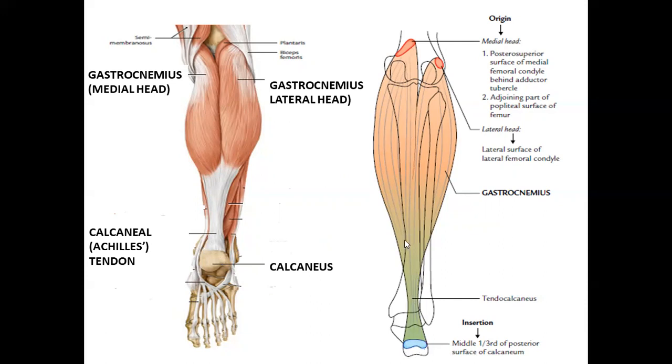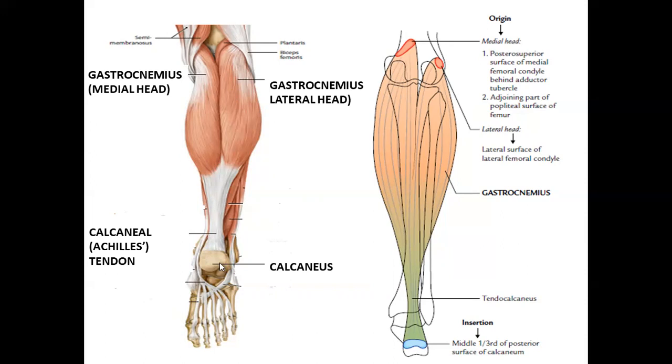So again, this is the most superficial and the largest superficial muscle present at the back. It has two heads. The medial head, which is broader, arises from the posterior superior surface of the medial femoral condyle, from behind the adductor tubercle. The smaller head, the lateral head, arises from the lateral femoral condyle. It forms a belly in the middle of the leg, then a tendon. This tendon is joined with the tendon of soleus to form the tendo Achilles and is inserted into the middle one third of the posterior surface of the calcaneum, as you can see here.